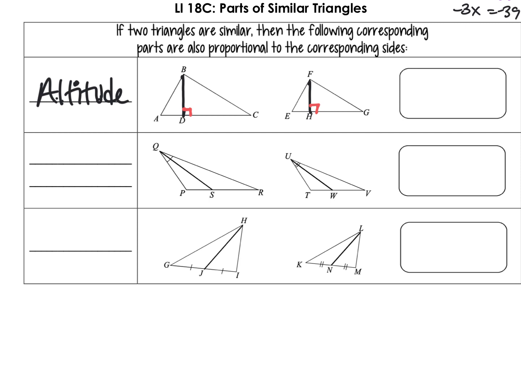And when you have an altitude, or it drops down a right angle, or it drops down perpendicular, then you're going to have similar triangles, okay? So we've got some pieces here. We've done this before. In this picture, BD corresponds to FH. Hopefully that makes sense. And that's equal to, you could do any side, but you could do like AB and EF.